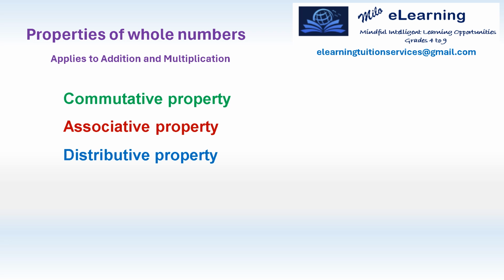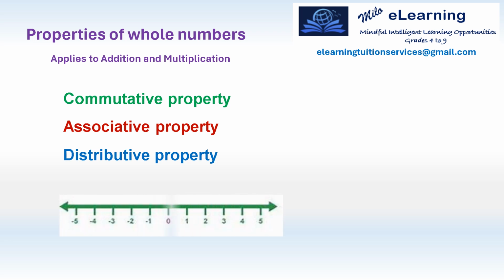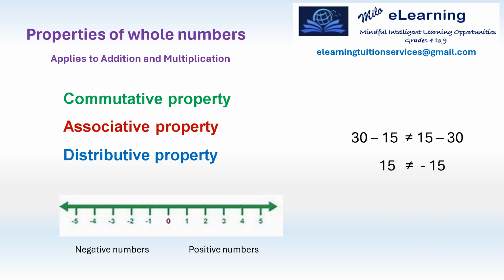Now before we go on to the commutative, associative and distributive properties, let's get something correct first. If you look at the number line, on your right you will see that there are positive numbers, and on your left you'll see that there are negative numbers. Now, if I had to take 30 subtract 15, I will get 15. But this we cannot swap around. We cannot say 15 subtract 30 because we are not going to get the same answer.